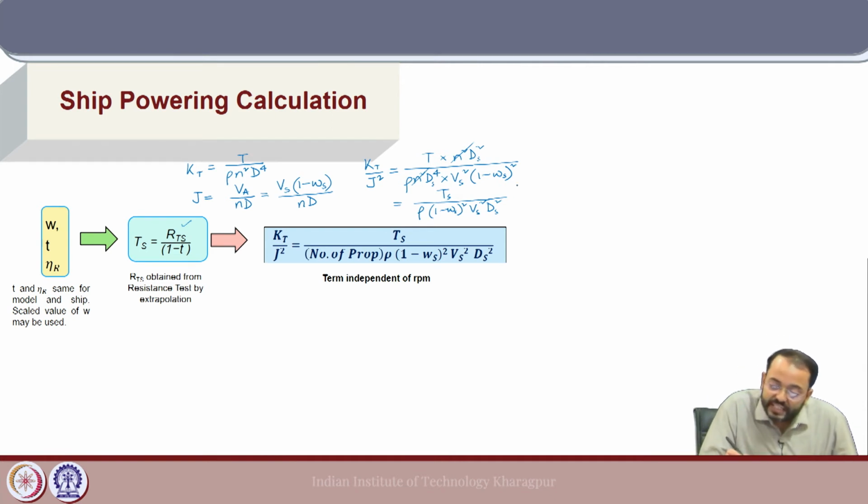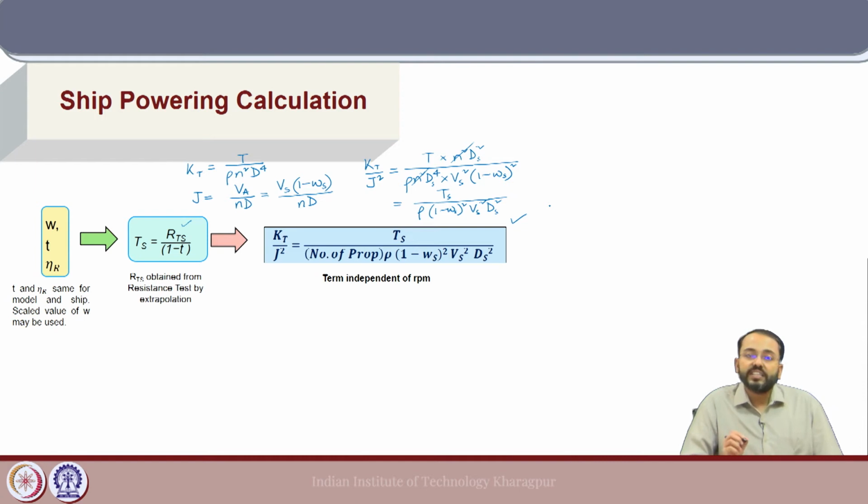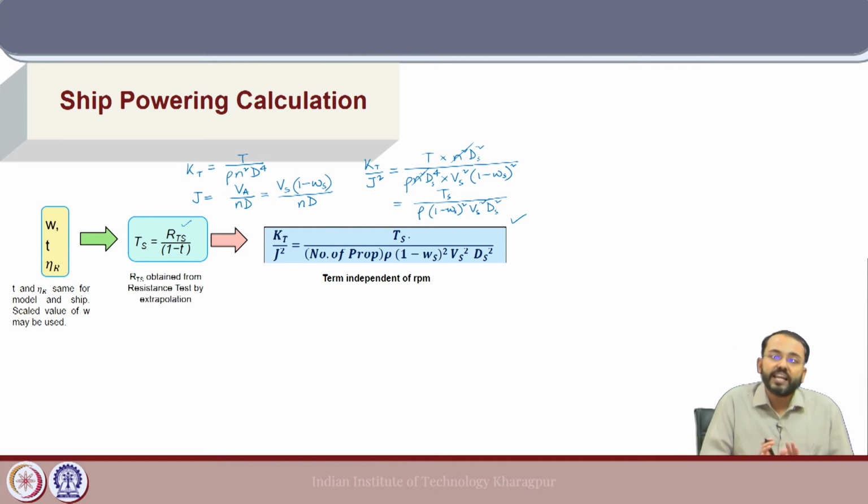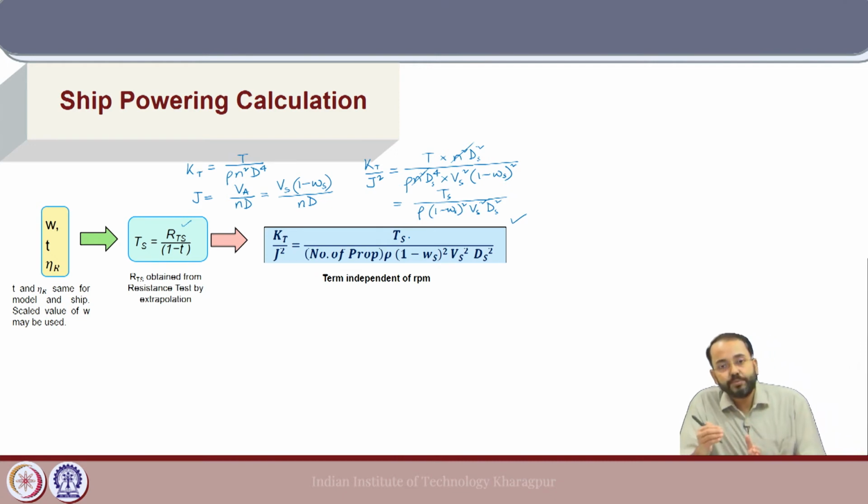Now, in this term, the total thrust in the full scale is known, number of propellers is known, and wake fraction, speed of the ship, diameter, everything is known. So, we should be able to calculate kT by J square for different speeds. Now, for each model speed, corresponding to that we have a full scale ship speed, and we can calculate kT by J square based on our model test results and the results from the resistance test.